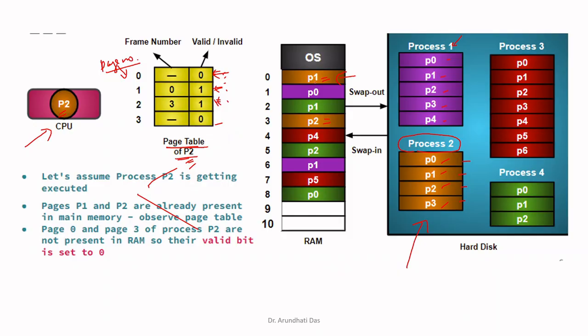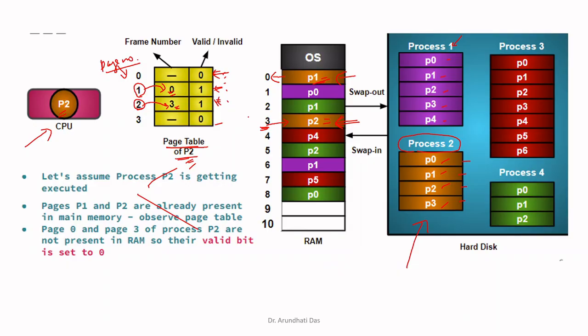Now because page 1 is there in frame number 0 of the main memory, this page 1 is mapped to which frame number? Frame number 0 of the main memory. Similarly, page 2 is mapped to frame number 3. Sorry, I thought a simple mistake was there, but no mistake is there. This is page number 2, these are the page numbers, right? This page number 2 is mapped to frame number 3 in the main memory, because it is there in frame number 3.